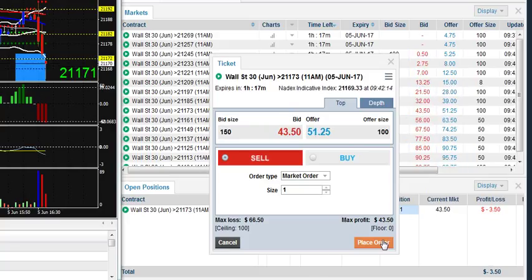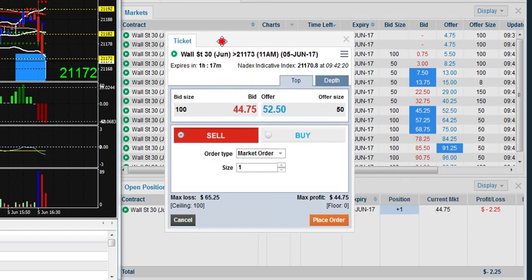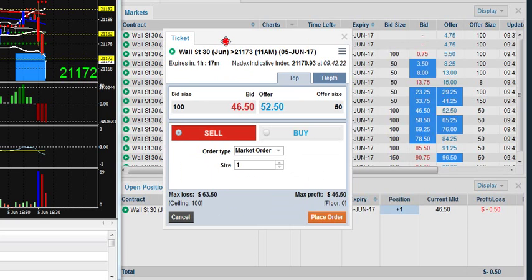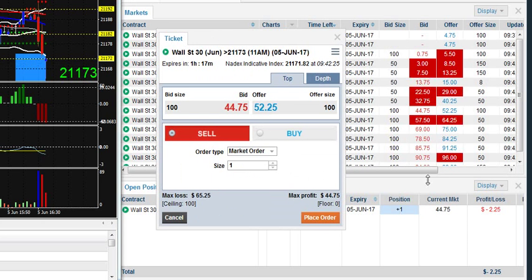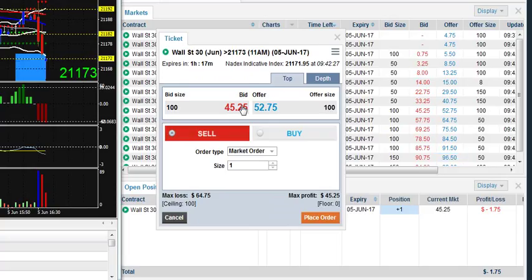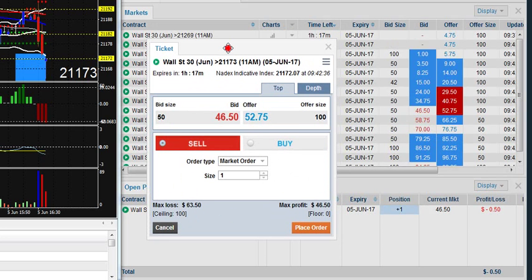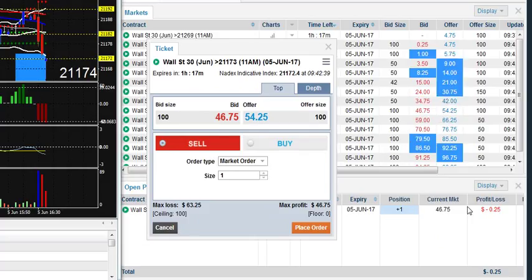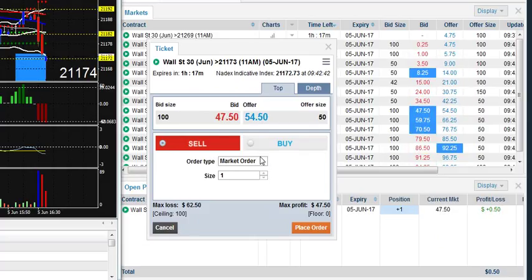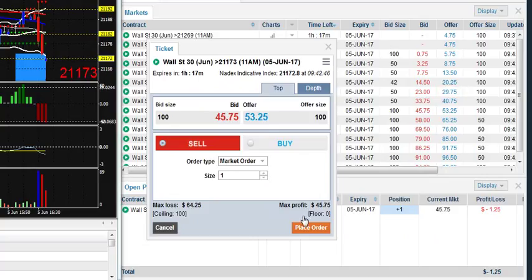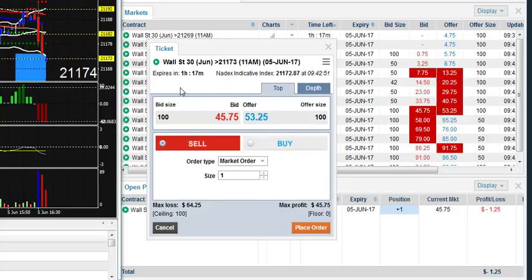BinaryOptionsTutor.com. Up today kind of early, so I decided to try and scalp or trade on the indices. This is the Wall Street 30, which really reflects the Dow futures, and I got into this trade around 50, and I want to see if I can scalp a few dollars.